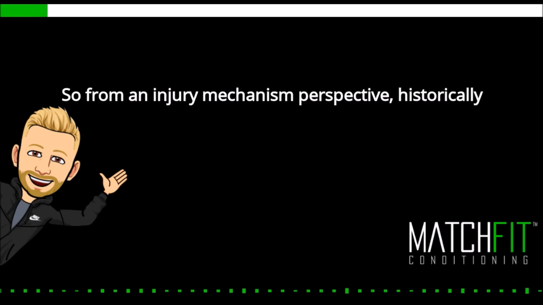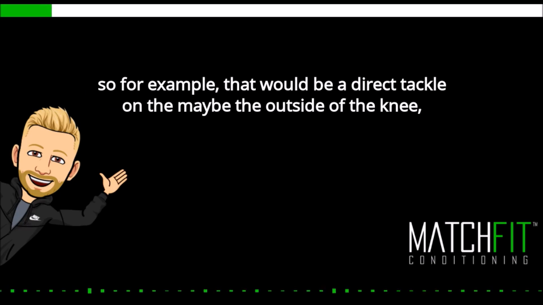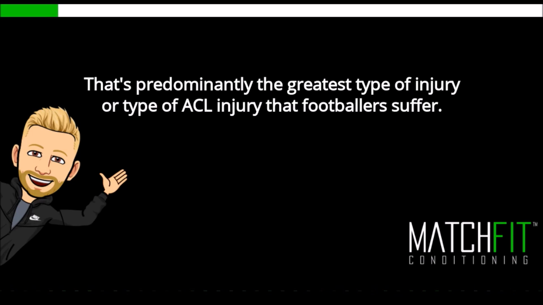So from an injury mechanism perspective, historically you can suffer two types of injuries with regards to the ACL. Number one being a contact injury. So for example, that would be a direct tackle on maybe the outside of the knee, or a non-contact injury. And there are multiple ways of suffering a non-contact injury. That's predominantly the greatest type of ACL injury that footballers suffer.